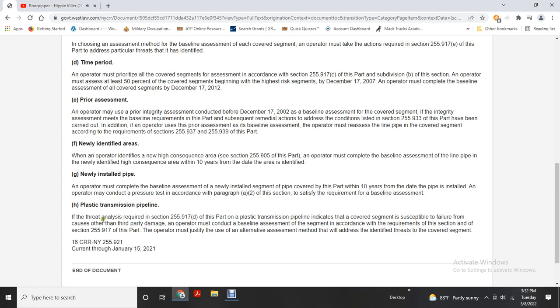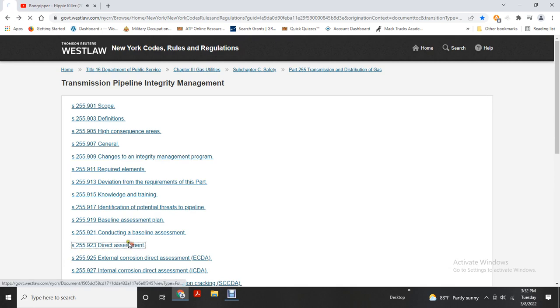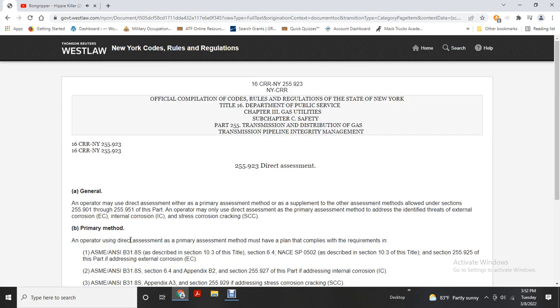H. Plastic transmission line threat analysis, section 255.917 D. If part of a plastic transmission line keeps the covered segment susceptible to failure from the cause of third-party damage, the operator must conduct a baseline assessment of the segment in accordance with the requirements of section 255.917 of this part. The operator must justify the alternative assessment method addressing and identifying threats of the covered segment. And that was 921, conducting a baseline assessment, or a direct assessment.